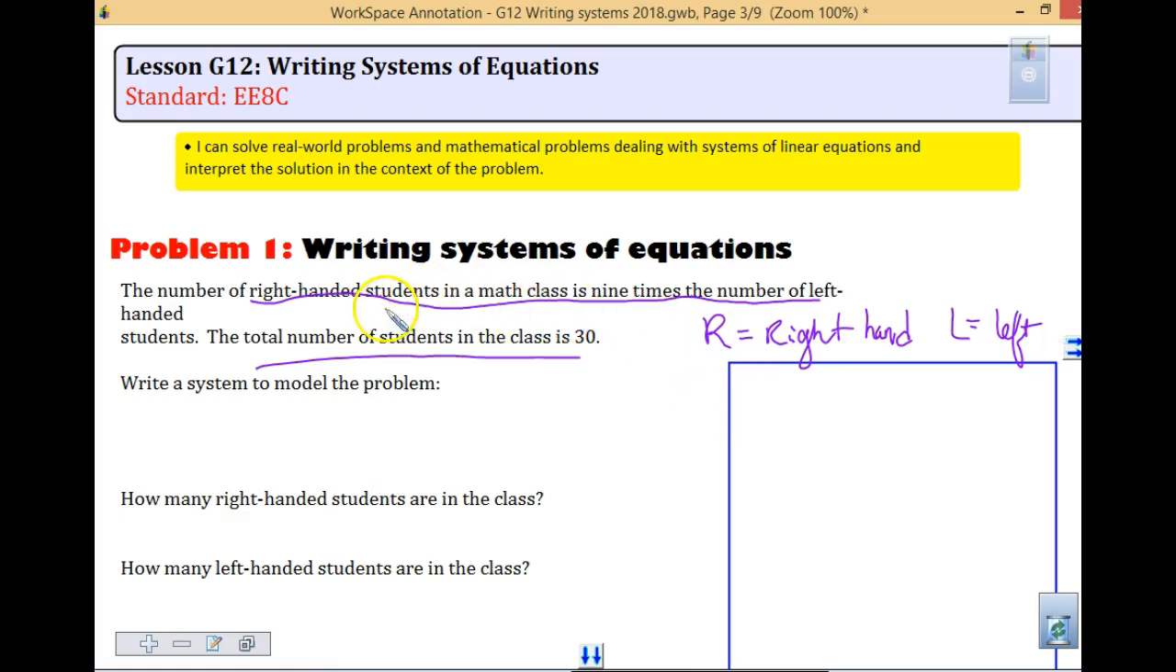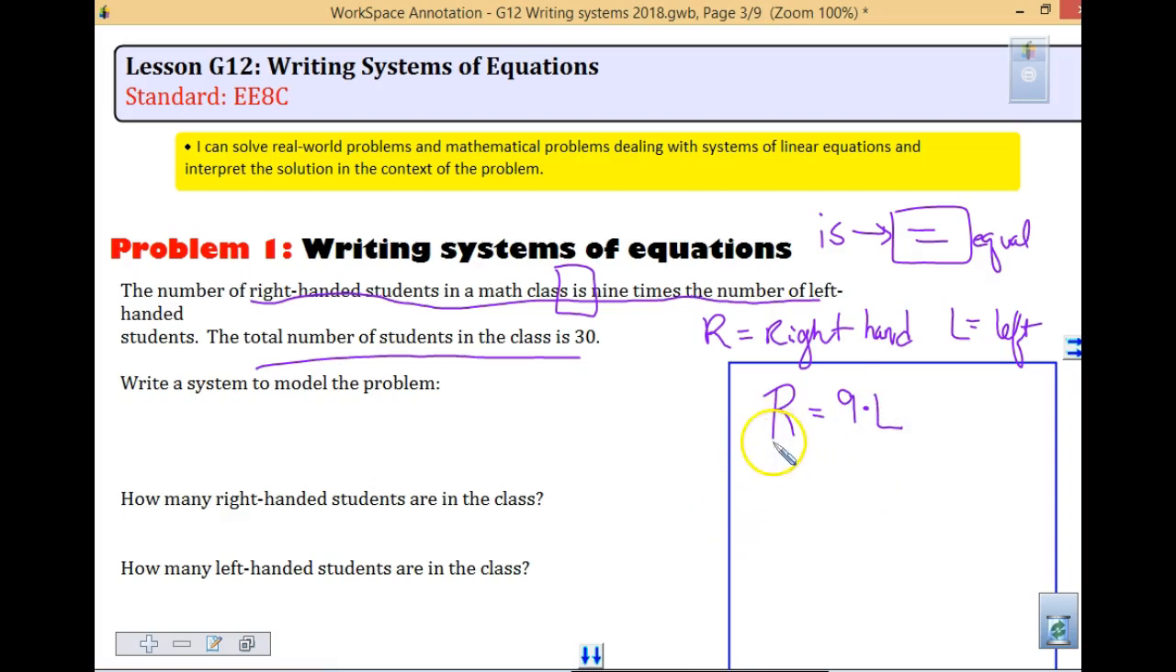So the next thing, go from that first statement, the right-handed people are, this phrase. When you see the word "is" in your story problem, it is almost always our equal sign. Anytime, and this isn't every time, but most times when you see "is," it's going to mean equal. So the right-handed people in math class is 9 times the number of left-handed. So R equals 9 times L.